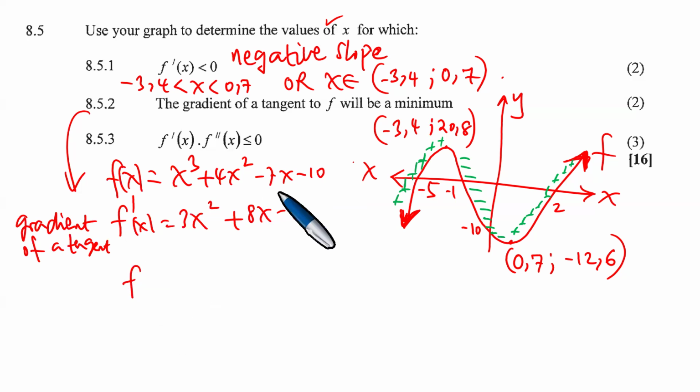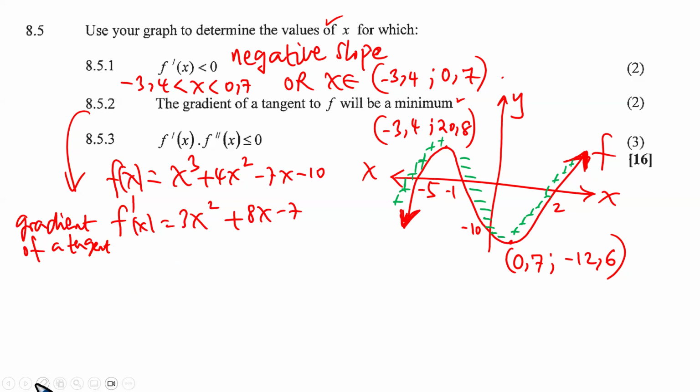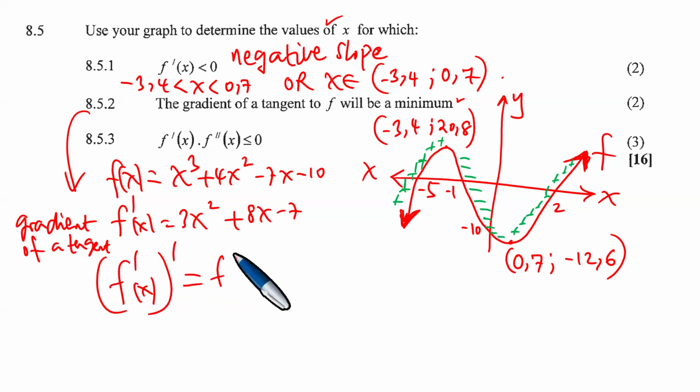Then we want the gradient to be a minimum, so we must differentiate it again. In other words, we can write it in many ways. I'm going to write it in 2 ways. So it means that we must have f primed, and then we find its derivative, which is f double primed of x, and this is 6x plus 8. So the derivative of this is the minimum.